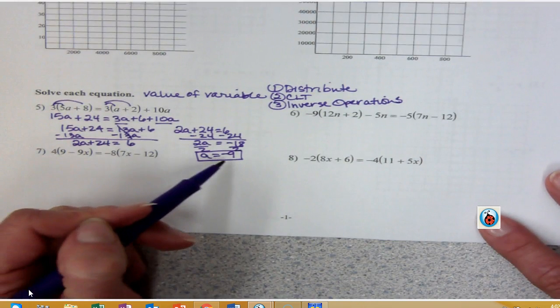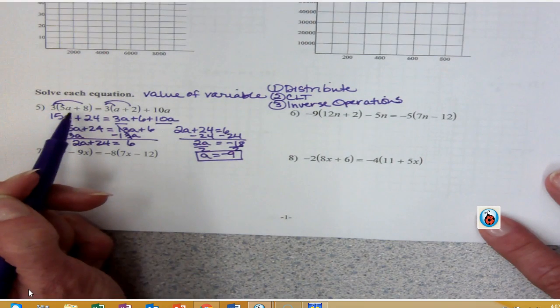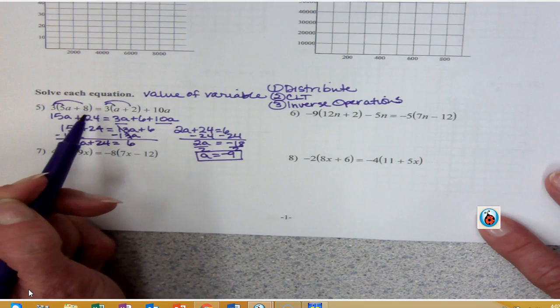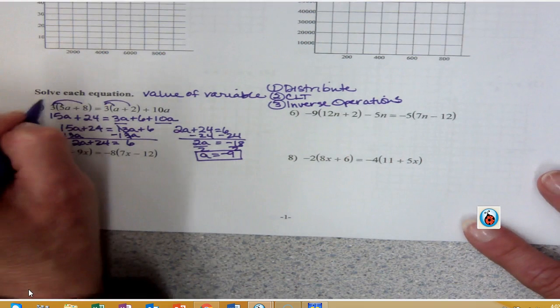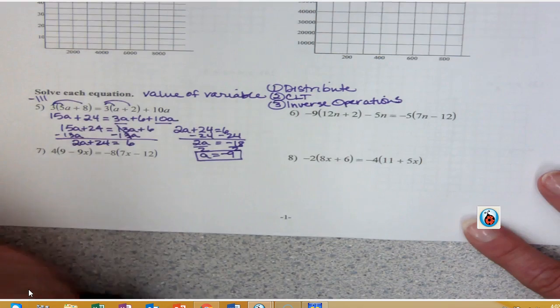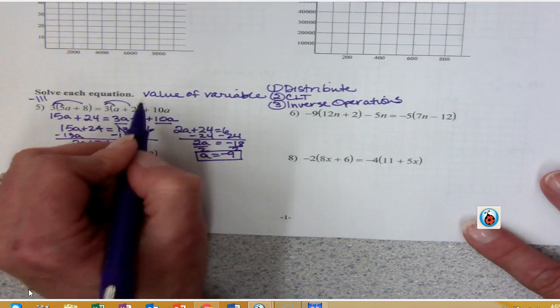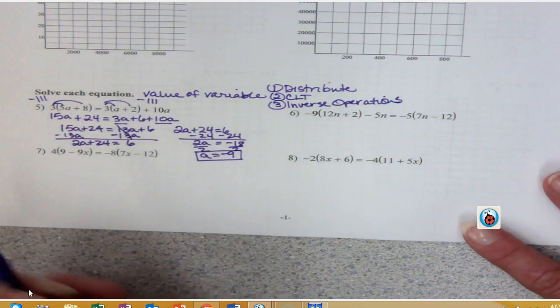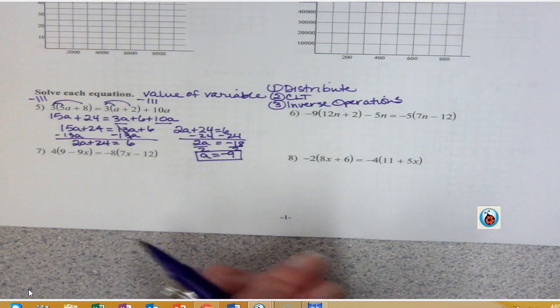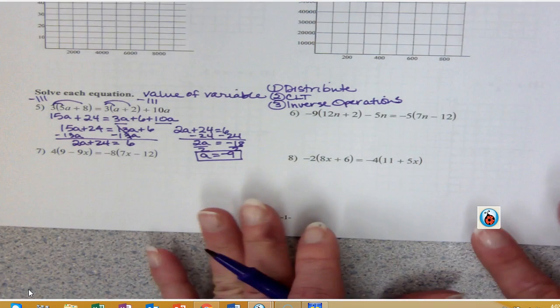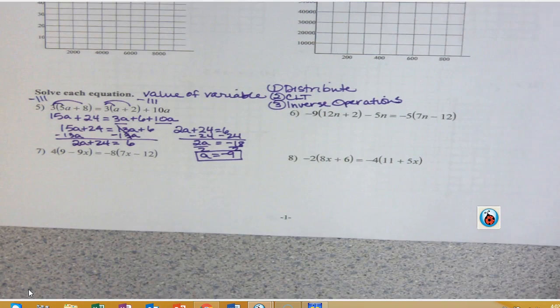Next, in order to check my work, I can plug negative 9 back in for my a, and I would get negative 111 for both. Negative 111 over there, negative 111 over there, and then I would check my answer. Each time you should be able to check your answer for each type of problem. There's only a few that you can't check your answer on.